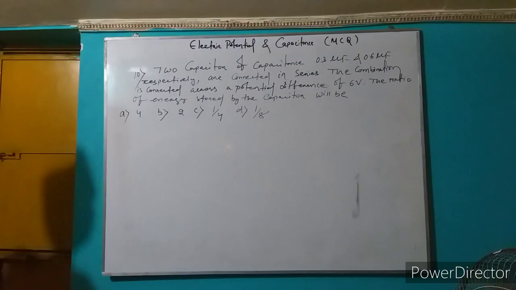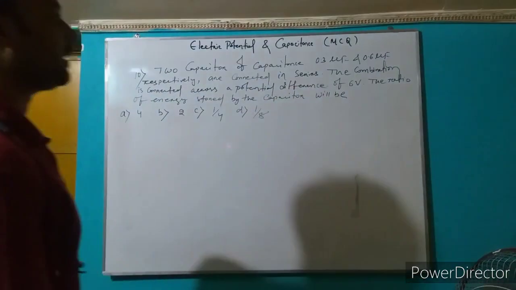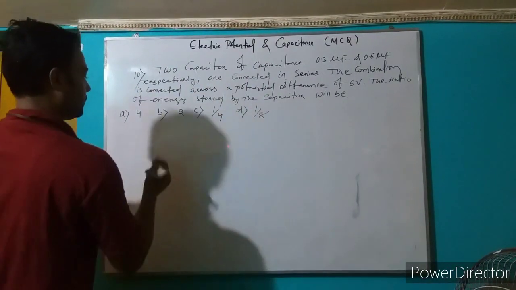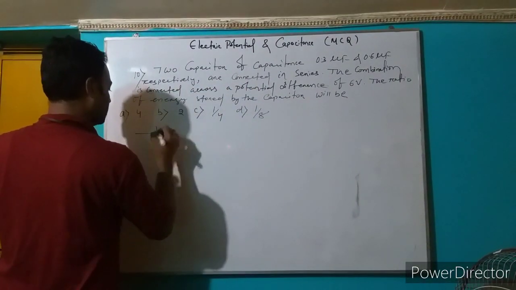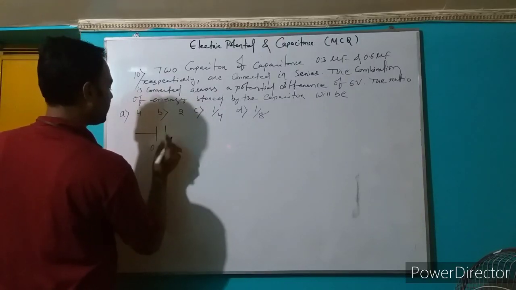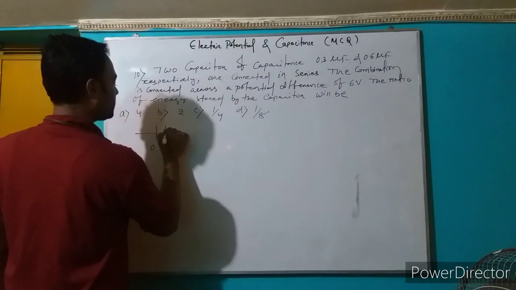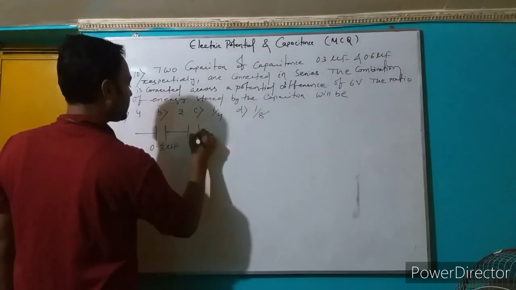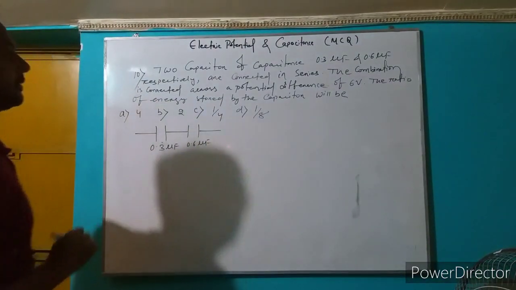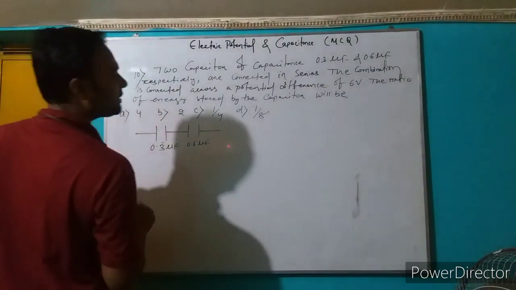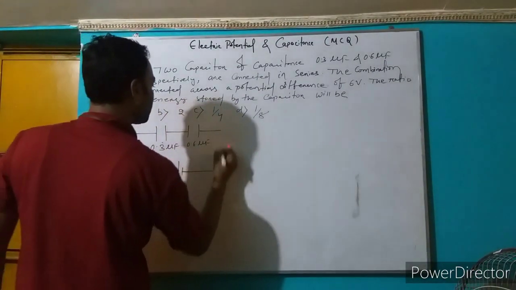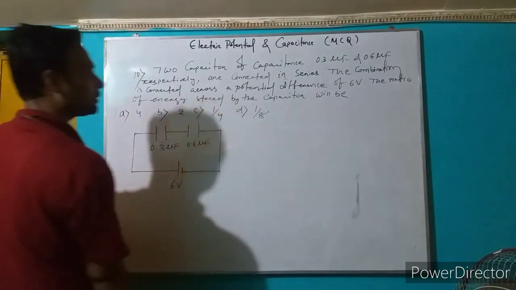here in that question, capacitances 0.3 microfarad and 0.6 microfarad respectively are connected in series. Here this is capacitor number 1, whose capacitance is 0.3 microfarad, and the second capacitor is 0.6 microfarad. Both are connected in series. The combination is connected across a potential difference of 6 volts, by a battery of 6 volts.